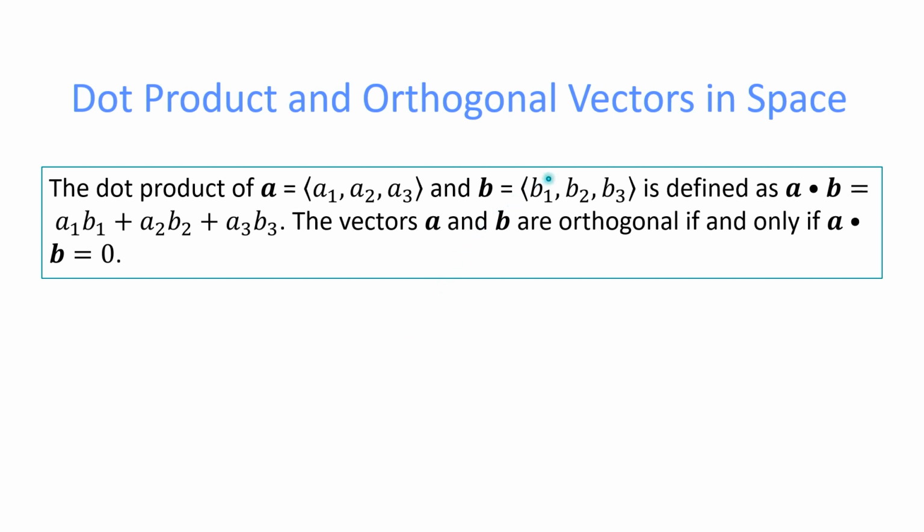Dot product and orthogonal vectors in space. The dot product of A equals A1, A2, A3, and B equals B1, B2, B3 is defined as A dot B equals A1B1 plus A2B2 plus A3B3. The vectors A and B are orthogonal if and only if A dot B equals 0. Dot product is a concept which you have earlier covered in the previous chapters.